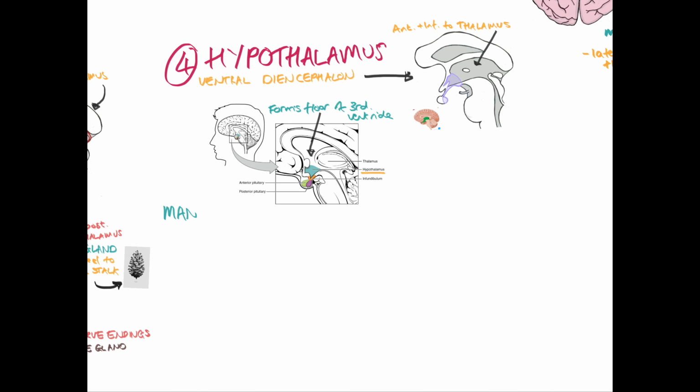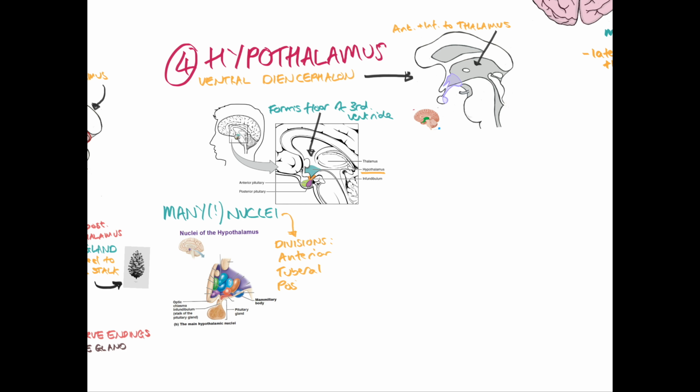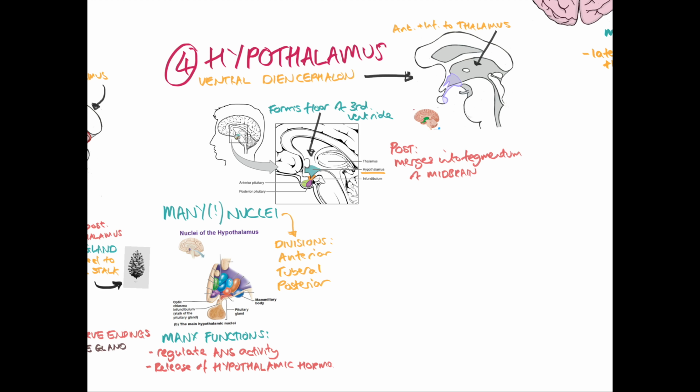The hypothalamus has many nuclei, which we won't delve into, but they are grouped into the anterior, tuberal, and posterior divisions. The posterior aspect of the hypothalamus merges into the tegmentum of the midbrain. The hypothalamus has many functions, too many to list here, but they include regulation of the autonomic nervous system, the release of hypothalamic hormones, some of which stimulate the pituitary gland, regulation of hunger and feeding, control of water balance in the body, thermoregulation, and many more.